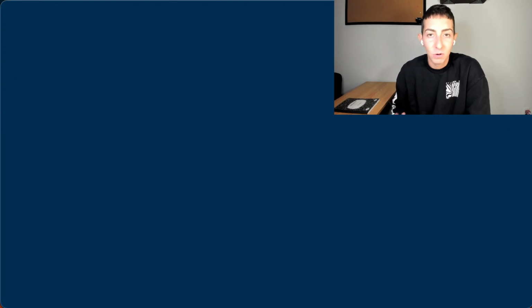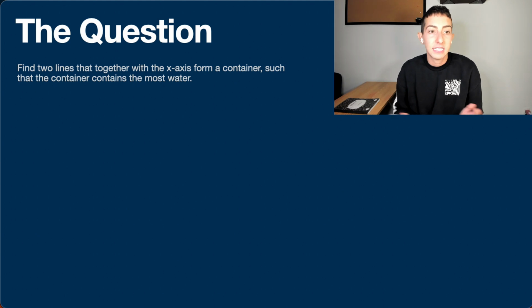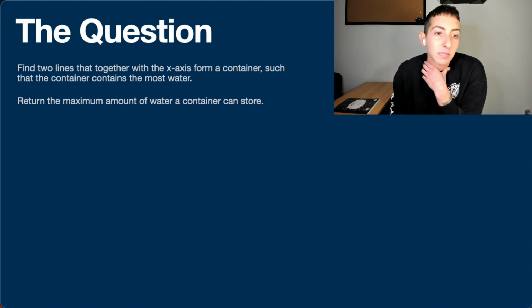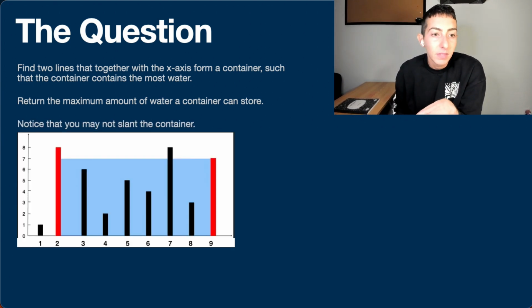Okay, so what is the actual question, now that we understand the arguments we're going to expect for the function? Find two lines that together with the x-axis form a container such that the container contains the most water. Okay, so what does that mean? Return the maximum amount of water a container can store. So let's look at this on that graph. Also notice that you may not slant the container.